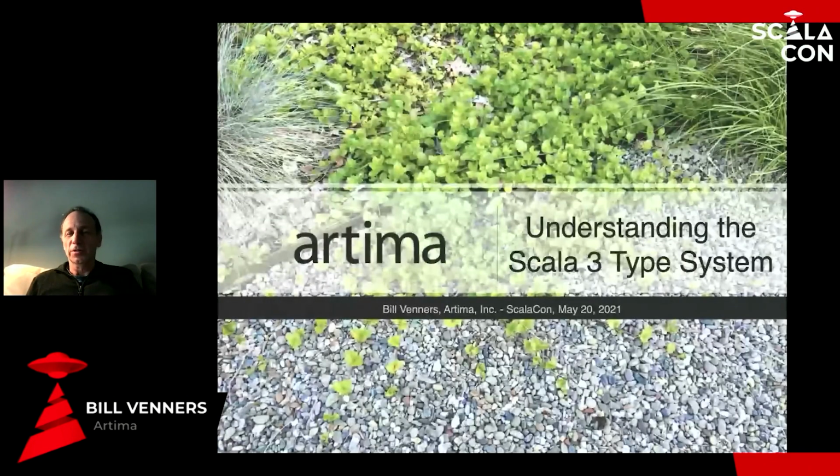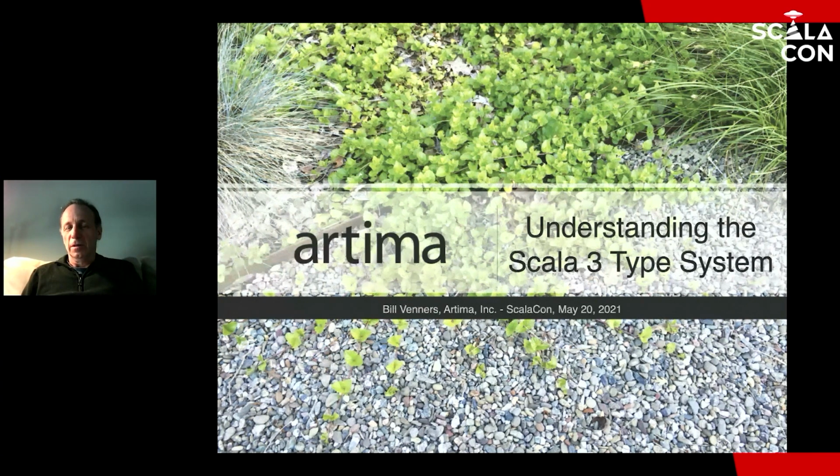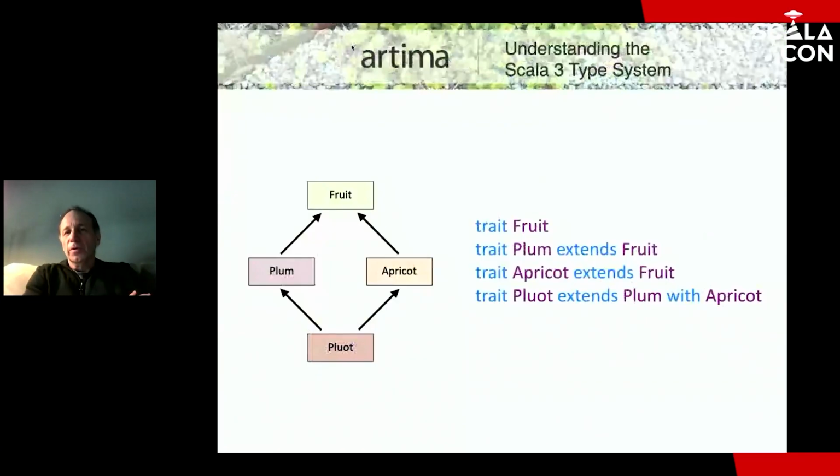Basically, the Scala 3 type system is the subject of today's talk, and it is a huge subject. So this is just going to be touching at the edges. I have given a few parts of this talk before, but the ending is quite different. Now that Scala 3 is released, it's more focused on Scala 3. But basically, what I wanted to talk about is subtyping and what subtyping means. And at the end, I'll talk about opaque types in Scala 3 and how that fits in. So what I'm going to use as an example is these 4 types: fruit, plum, apricot, and pluot.